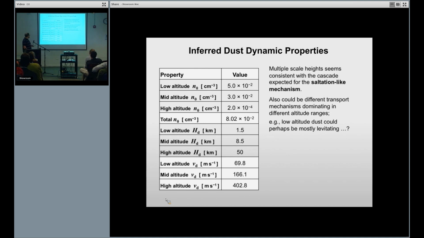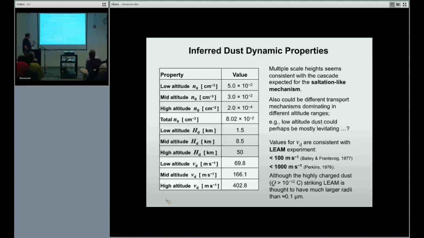The multiple scale heights seem to be consistent with the cascade expected for a saltation-like mechanism, but it could also hint at different transport mechanisms dominating in different altitude ranges. For example, the low altitude dust could perhaps be mostly levitating dust, or actually probably more likely mostly lofting dust. That would match reasonably well with the dust fountain model, which does struggle to get dust up to tens of kilometers.